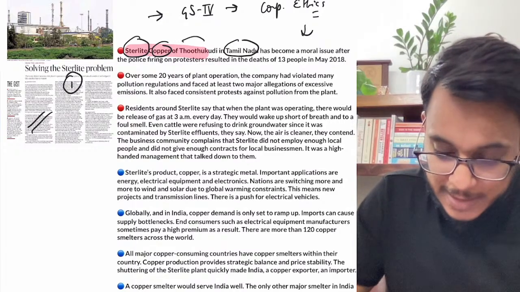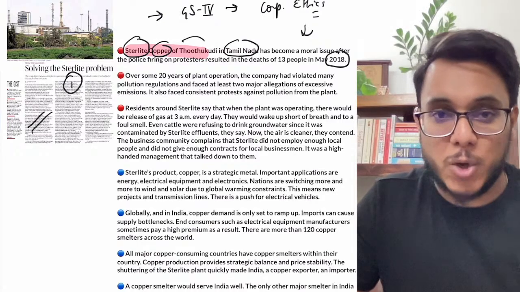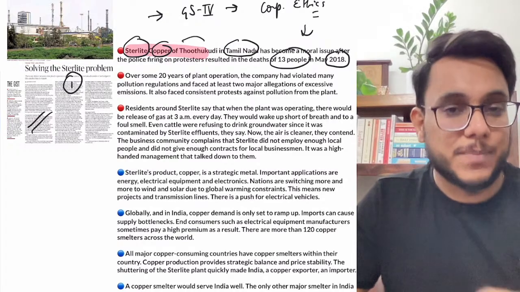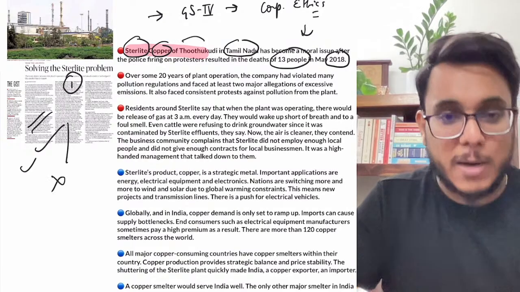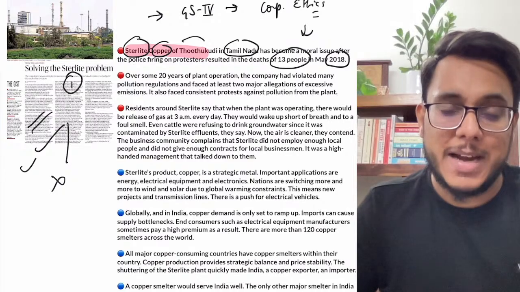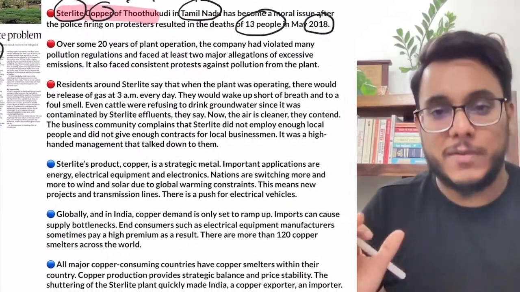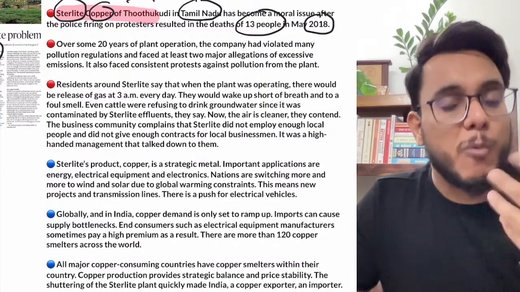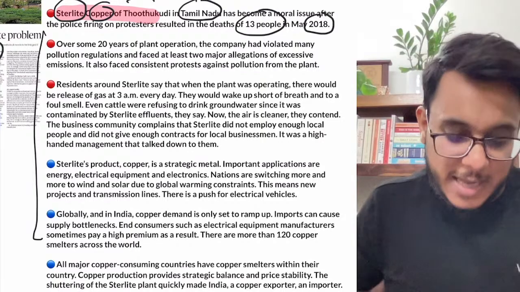However, guys, in 2018, when the protest for the closure of the Starlight copper plant was being held, there was police firing where 13 people were killed. And after that, whether to continue the Starlight plant or not has become a moral issue, even an ethical issue. So we are going to see all these dimensions. First of all, we will see the allegations that have been made against the Starlight copper plant, what the issues are, and how corporate ethics have failed here.